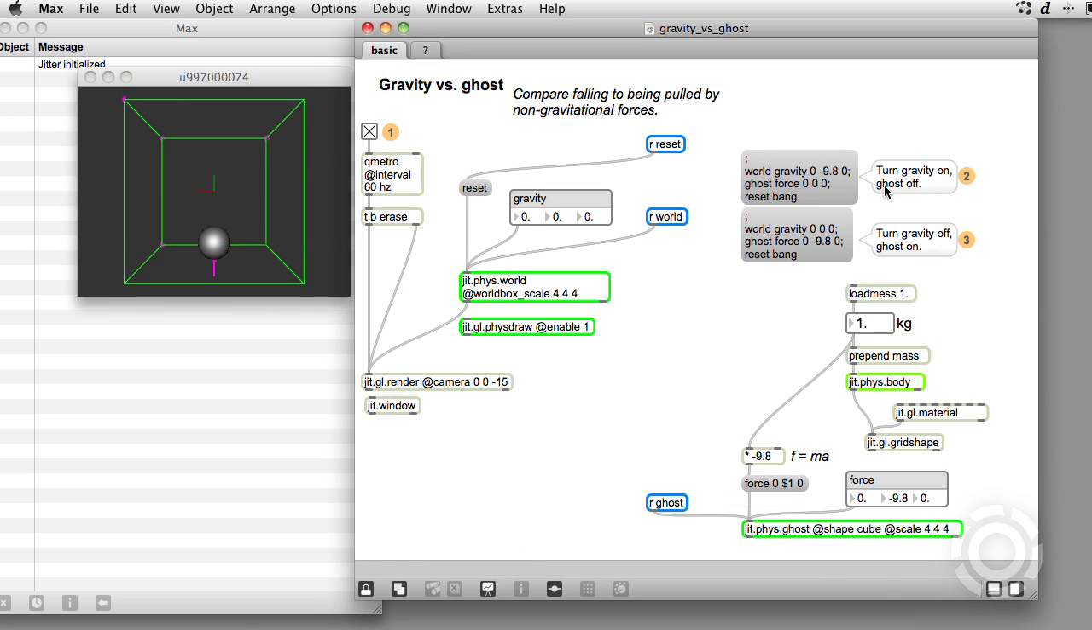In this patch, we can turn gravity on and off, while conversely turning a force off and on. Note that when the object has a mass of 1 kilogram, gravity and this particular force seem to act identically. When we increase the mass, gravitational acceleration is not affected, but the acceleration caused by the force is decreased.